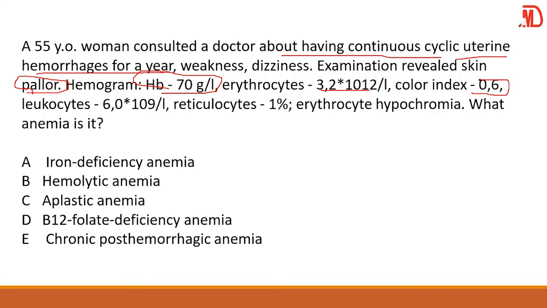So color index being low, you could be thinking of what? Iron deficiency. However, for the fact that they've told you that this person has been having continuous cyclic uterine hemorrhage for a year, this could be as a result of menstruation. Right? Menstruation for a year. So definitely, I think of a chronic post-hemorrhagic anemia. So the answer should be E, rather than iron deficiency. It's E.